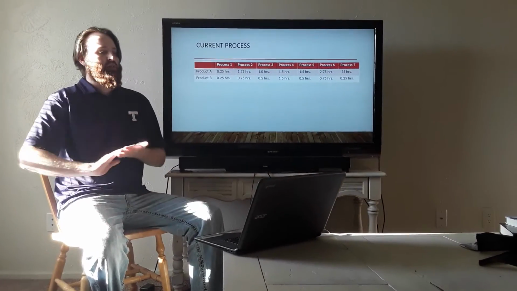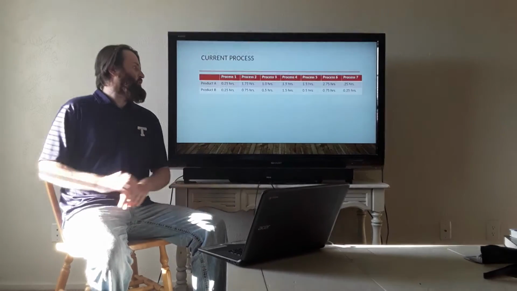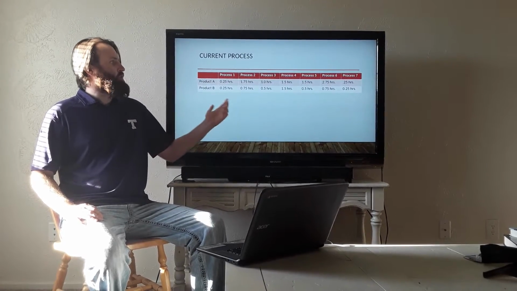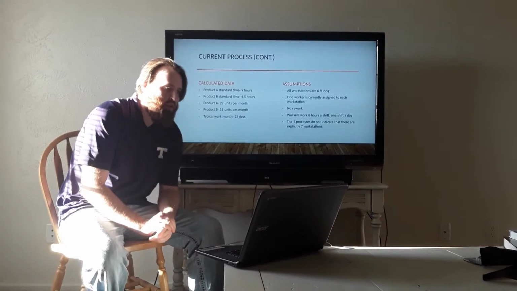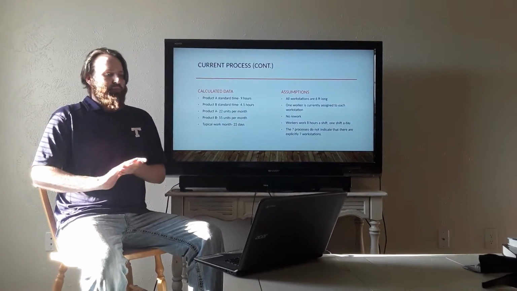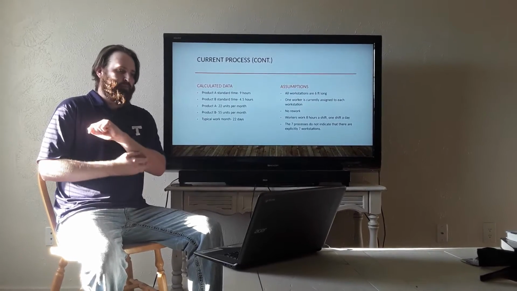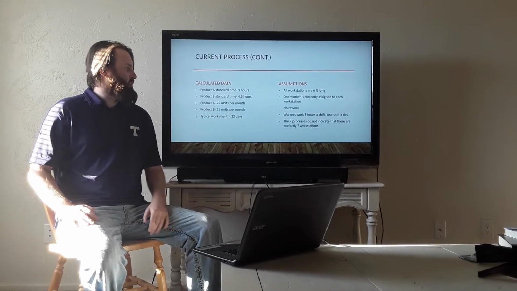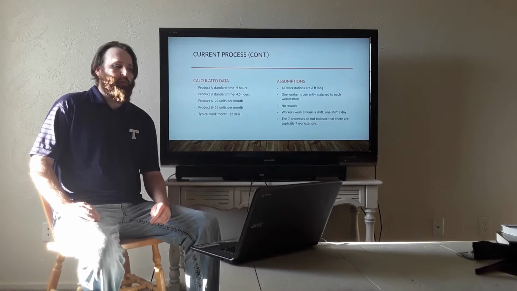So for the current process, it is a straight line process. There are 7 processes for the two products. You have product A and product B, and the different times at each process. So for the straight line, and we're wanting to convert it to the U shape, we calculated product A and B, the standard time, and how many units we can send out per month.